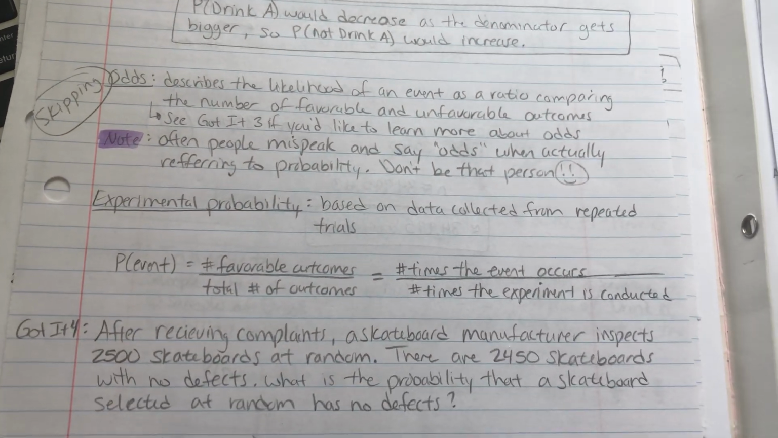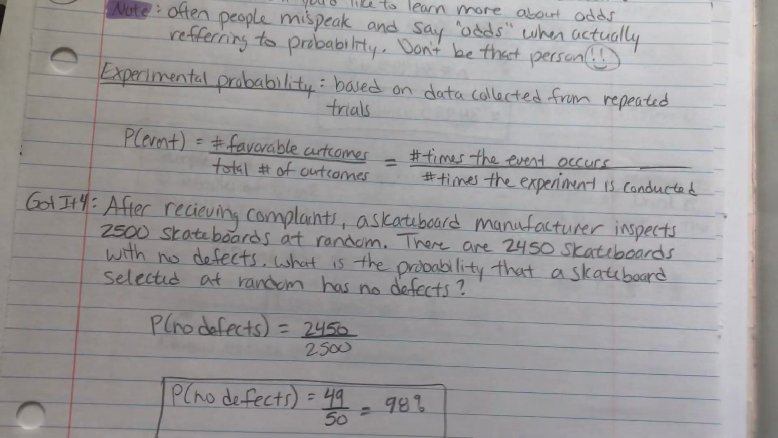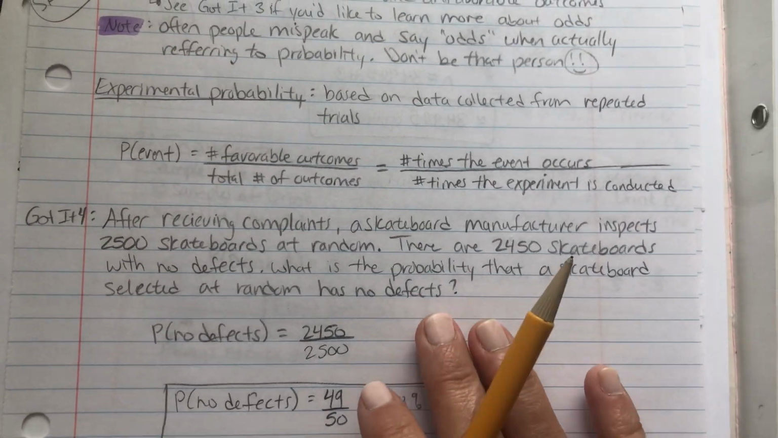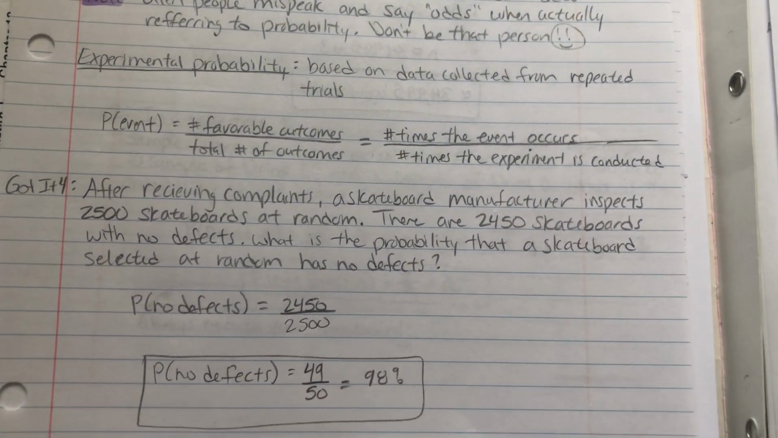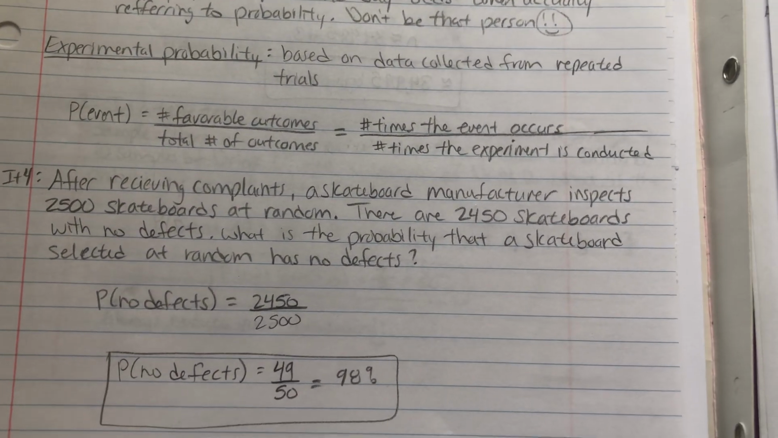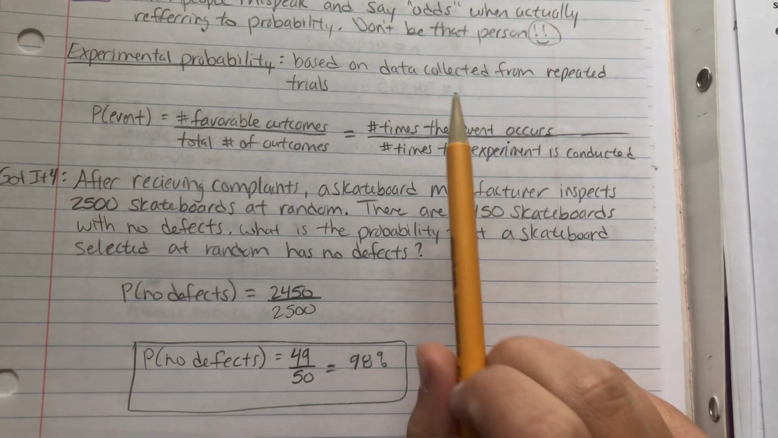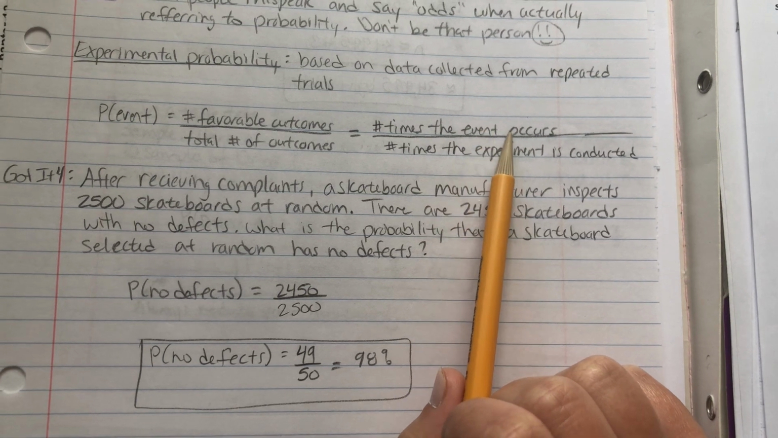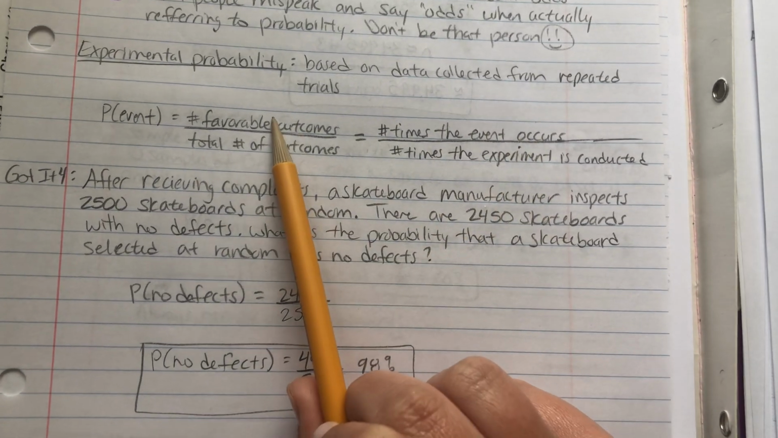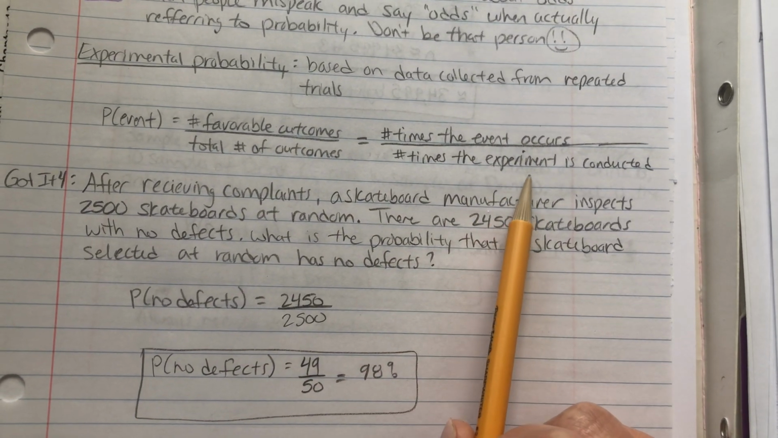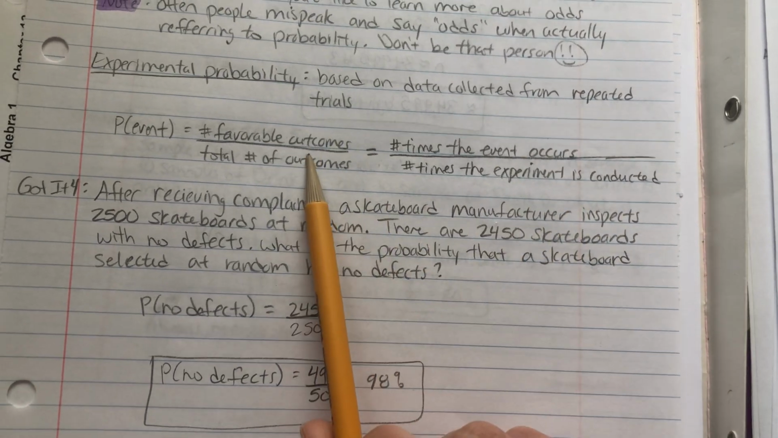Well, we're not going to spend any time on odds. The final definition, but the second type of probability is experimental. So you find it the same way. You look at favorable outcomes out of total outcomes, but more specifically, you're looking at the number of times the event occurs, which would be favorable, out of the number of times the experiment is conducted, which would be total.